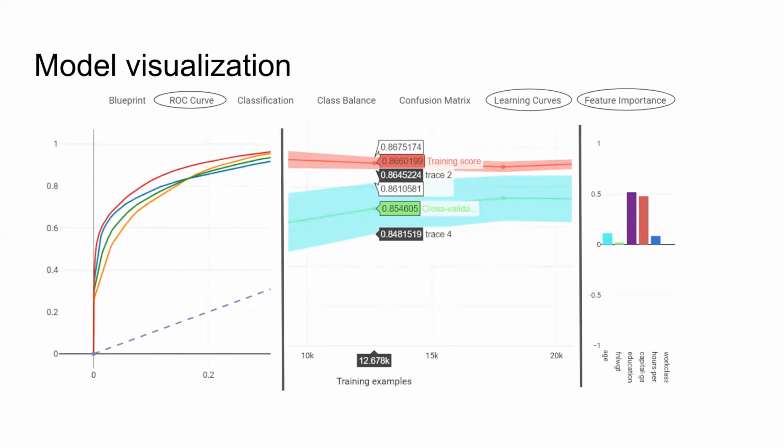For instance, on this particular slide, there are three tabs described. The first one is the ROC curve, which shows how good our model is at classification in terms of false positives or false negatives. Learning curves show us whether our model overfits or underfits, and feature importance shows us which features were important during the training and which weren't. And you can consider running retraining by eliminating the non-important features.